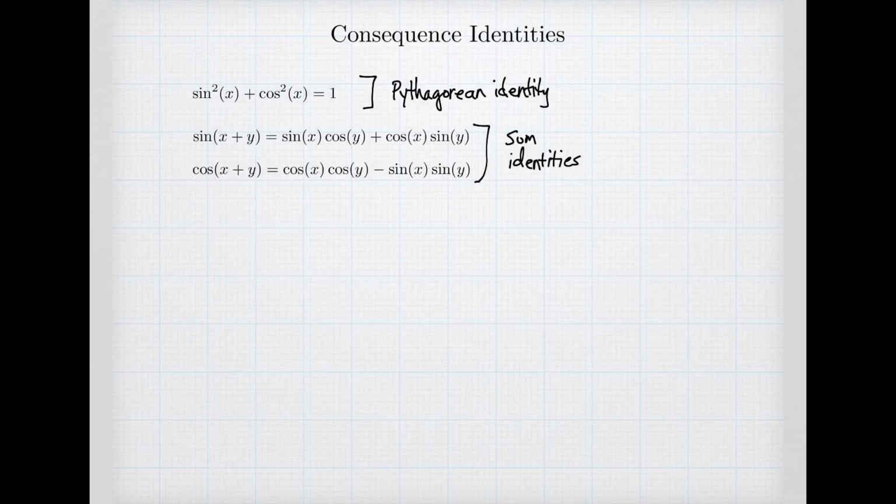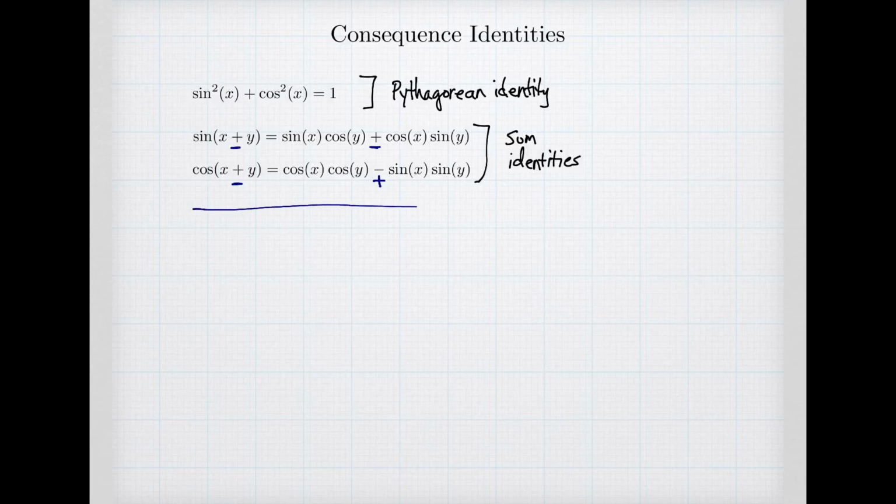Now, from these, we can actually get a number of consequence identities as well. One of these is what happens with subtraction. I'm not going to use subtraction a whole lot, but if I do subtract and say what's sine of x minus y, that's the same as adding negative y. The effect is it changes the plus to a minus in the sum. On the other hand, if I do cosine of x minus y, it does the same thing. It changes the sign from a minus to a plus. All right, so that's our difference identities.